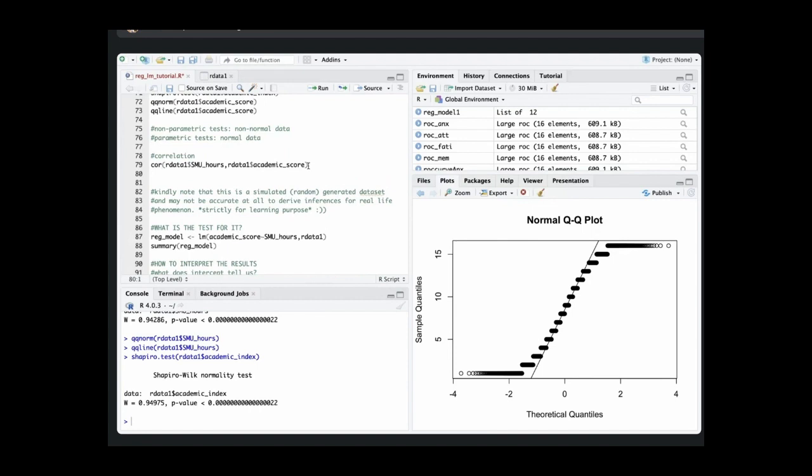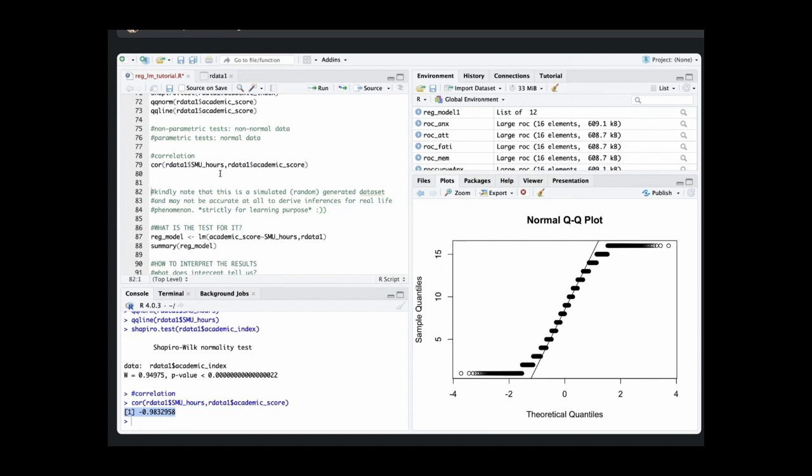And if I run this, can you see this? There's a very strong negative correlation between our two variables, right? So it essentially tells us that if the value of x increases, the value of y decreases. Or in simpler words, if the number of hours that people spend on social media increases, their academic scores decrease, right? And this strong correlation means that this relationship is quite strong between these two variables.